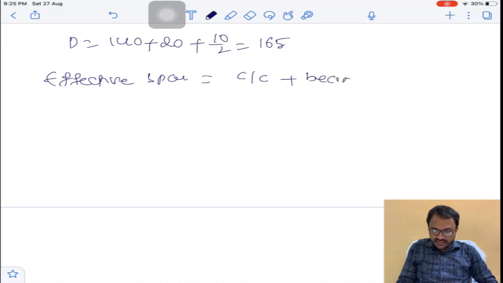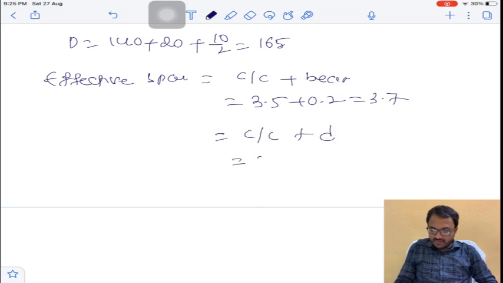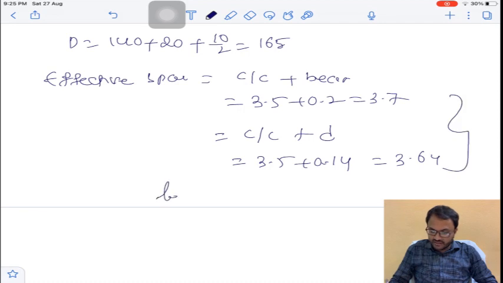So center to center distance is 3.5, width of bearing is 0.2. This will give 3.7. And this is center to center distance plus effective depth: 3.5 plus 0.14, it is effective depth. So it will be 3.64, whichever is minimum. So L effective is equal to 3.64.